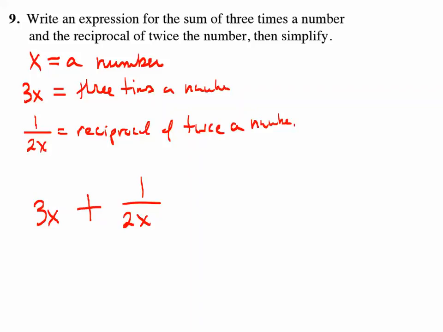Alright, question is, what's my common denominator? Hey, it's 2x. Of course it's 2x. You could put a little 1 underneath the 3x if you like, just to make it a fraction as well, but the common denominator is 2x.